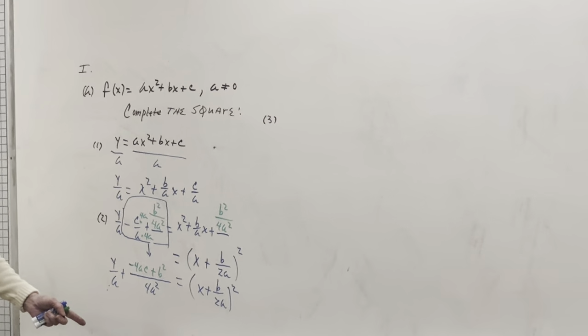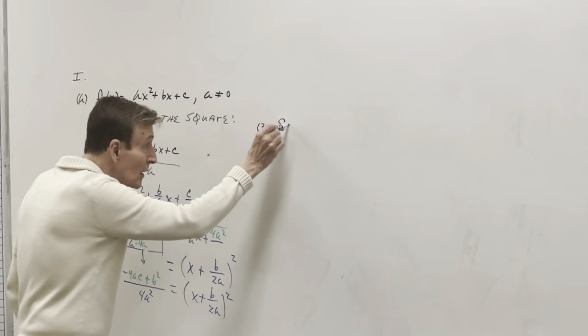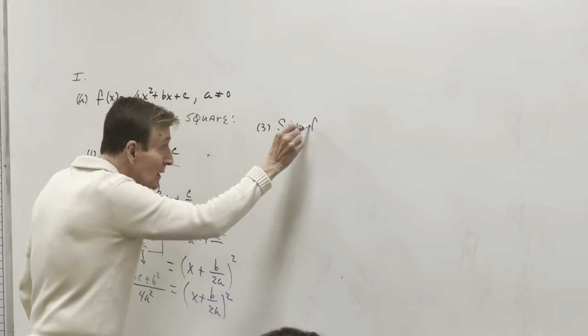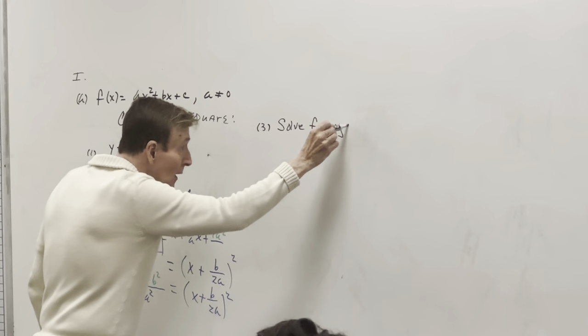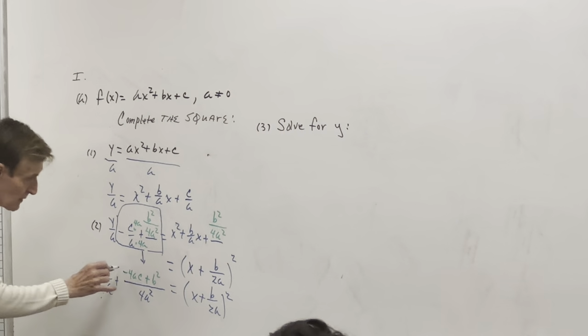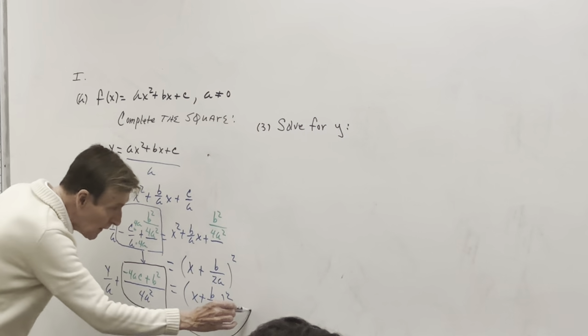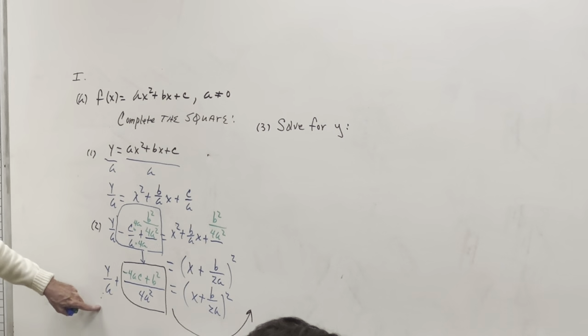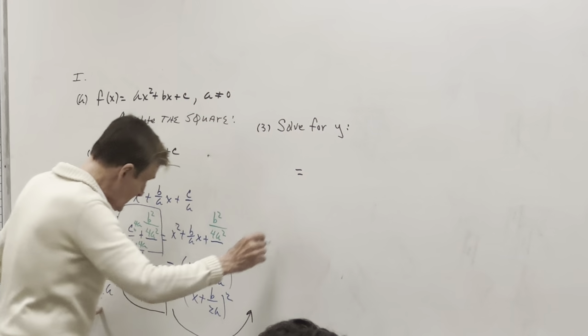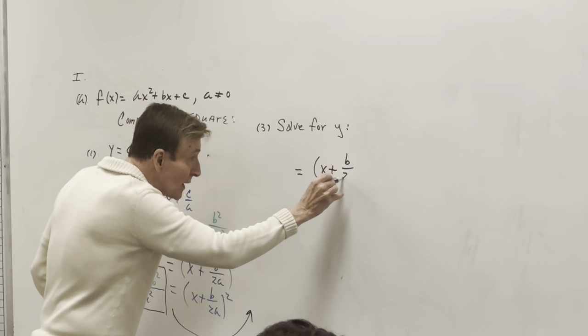You've got to be careful. When I say solve for y, you've got to get the y by itself. Rena, you're telling me, Professor, this should be moved over. That would leave at least that, and that would help me to get the y eventually by itself. Guys, be careful now. So I've got, on the other side, x plus b over 2a squared.